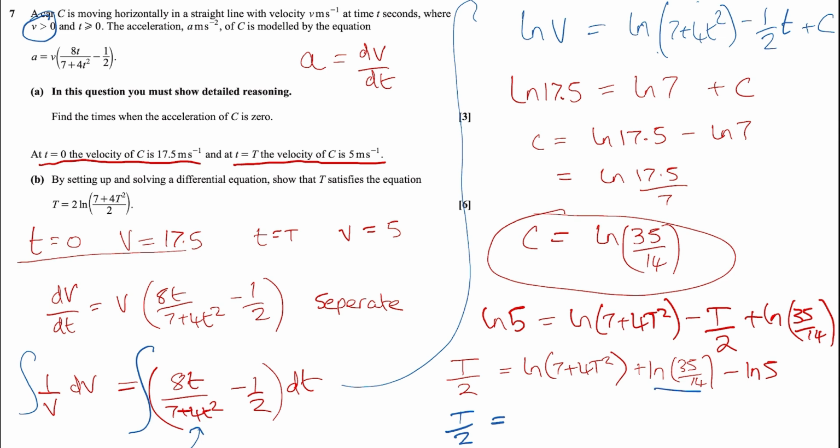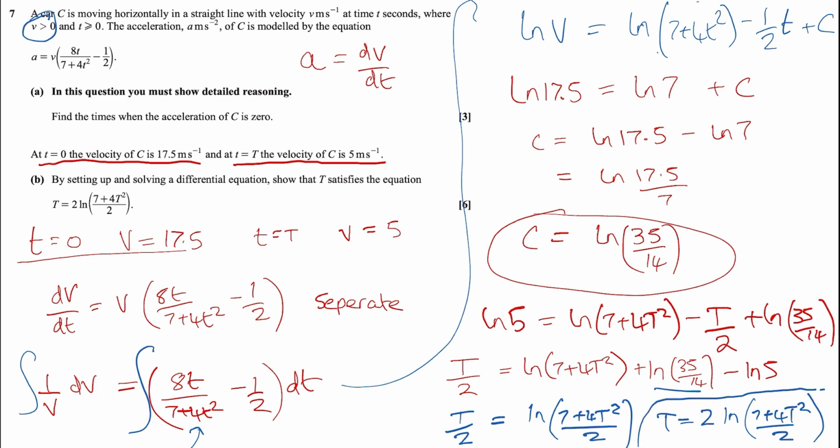So, ln 35 over 14 minus ln 5, that's just going to go to ln 35 over 70 because you divide. And 35 over 70 is just a half. And so when I combine all three of them, I just get ln 7 plus 4t squared over 2. And then you can see the last step is just to times by 2. So we've got ln 7 plus 4t squared over 2. And that is exactly what we wanted to show.